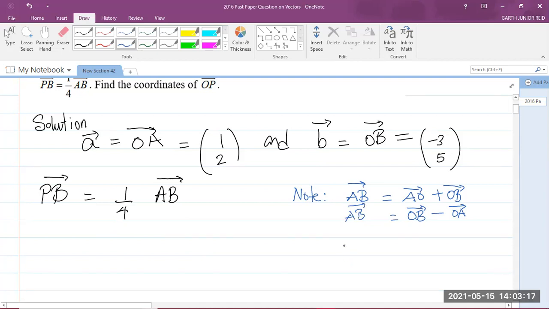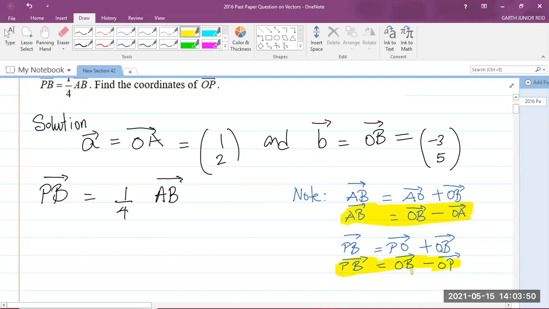Also, we can say vector PB is equal to the vector PO plus the vector OB. We can also write it as the vector OB minus the vector OP. Okay, so those are saying the same thing. Good. So I'm going to use the second one here and the other one here. Those are the two that I'll be using for this question. But you can use any one of them. Okay, so let's do that.